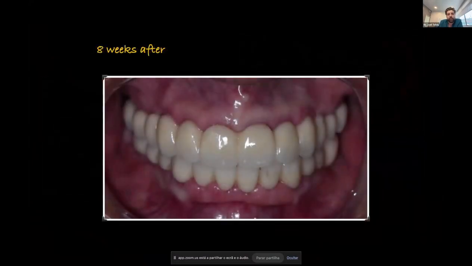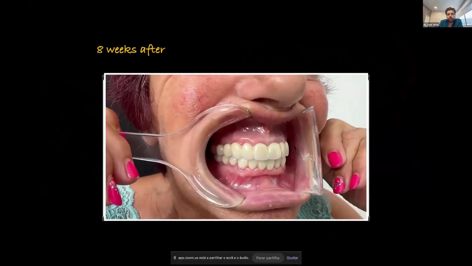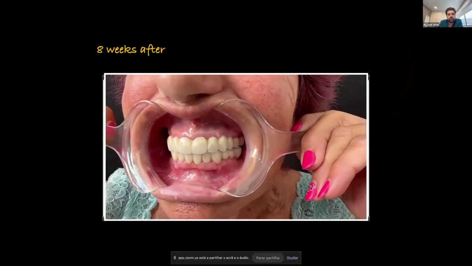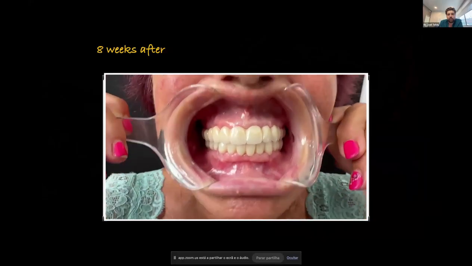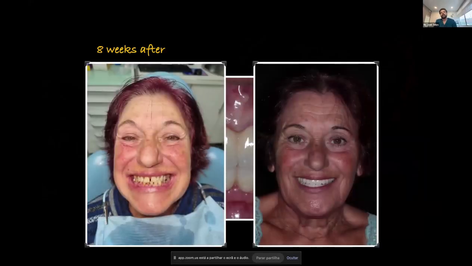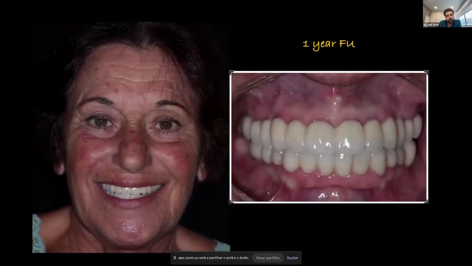And this is 8 weeks after. She continued to smoke, as you can see there. That will never change. But this was the tissue situation on this FP1. Quite amazing, right? This is the situation after 8 weeks. The patient was very, very happy with the results.